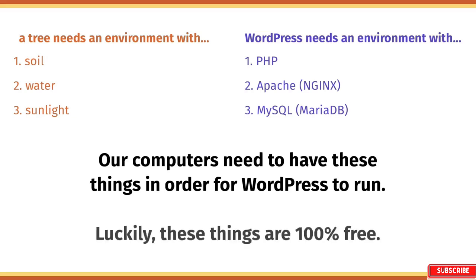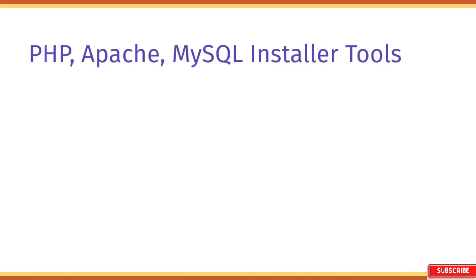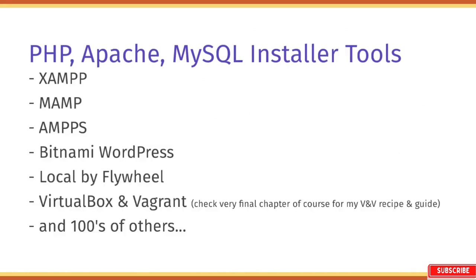But luckily, these three things are completely free, and there are lots of different tools out there that will automatically install all three of them for us. Right? So all of the tools listed on the screen right now, they are free and they all do the same thing. They give us the metaphorical soil, water and sunlight that WordPress needs in order to run on our computer. So we don't need all of these tools, we just need one of them.